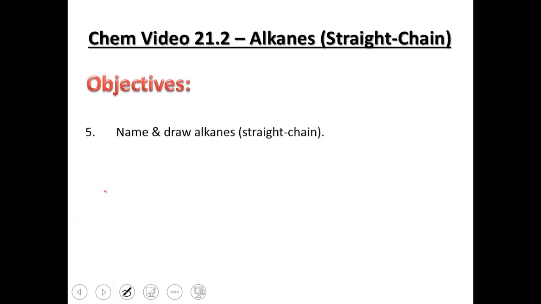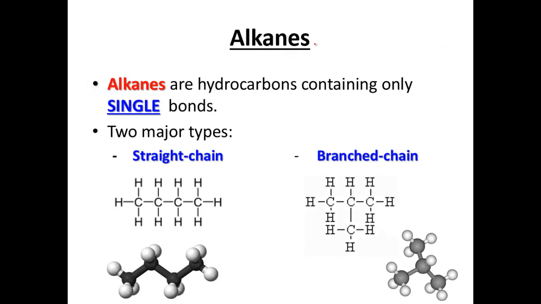We're going to continue now with our alkanes, which we'll be looking at, drawing straight chain and branch chain alkanes coming up. But we're going to start with our straight chain alkanes. Now, alkanes end in -ane and are hydrocarbons that contain only single bonds. So we're going to look at two major versions of them. Our straight chain hydrocarbons, in which all of the carbons are in a row.